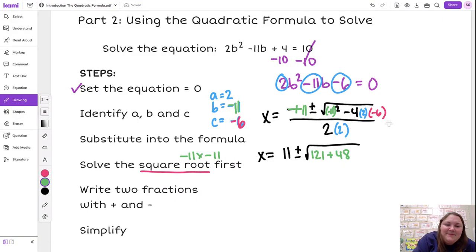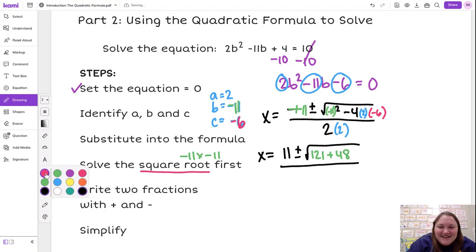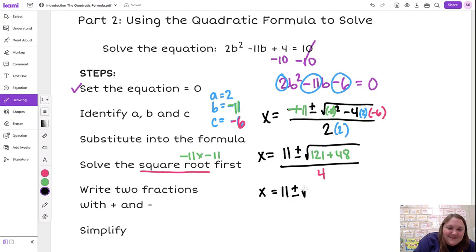You can do that in 2 steps, or you can do it all together. 4 times 2 times negative 6. And then for our final part, divided by, we can go ahead and do this. That 2 times 2 right there is going to be 4. So I've got in color some of the math steps we did first. We said we're really focusing on the square root, so we're going to keep working on solving that. That'll be 11 plus or minus the square root of 121 plus 48 is 169, and then divided by 4.